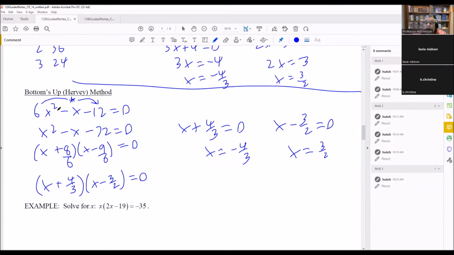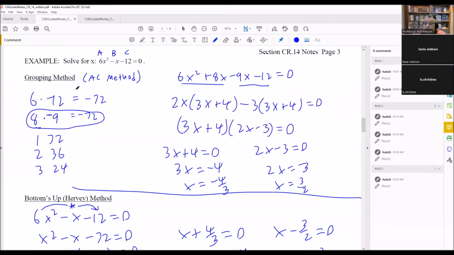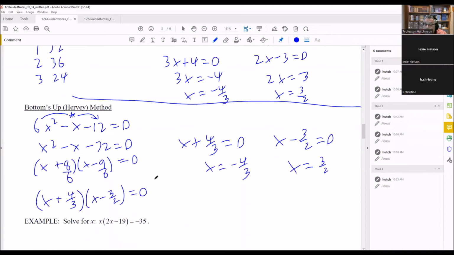If there was a common factor, like if it was a 12 minus 2 minus 24, something like that, you want to take out the common factor first before you do the bottoms up method. That's the only thing you have to remember. If you're going to use the grouping method, it will work no matter if there's a common factor or not. It's still going to work when you do that.